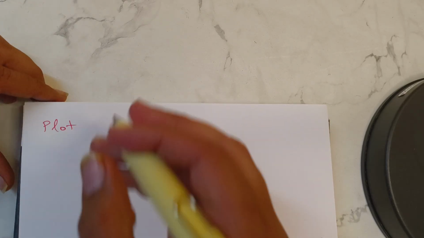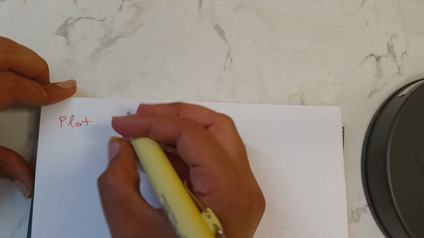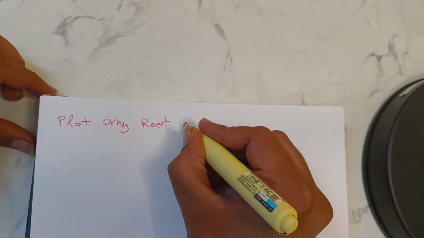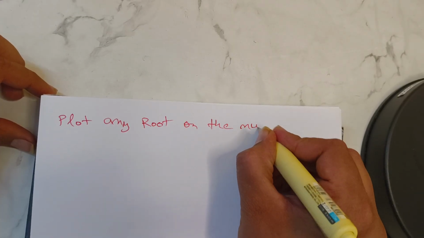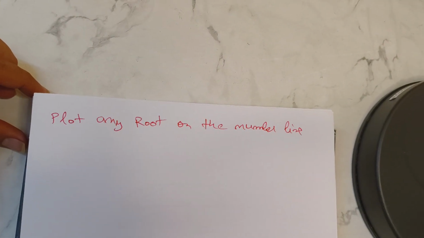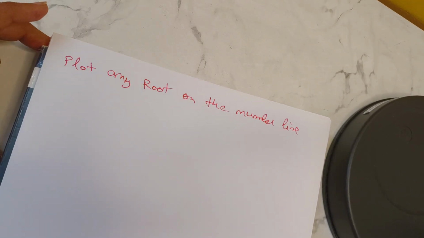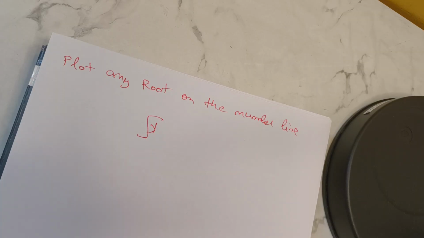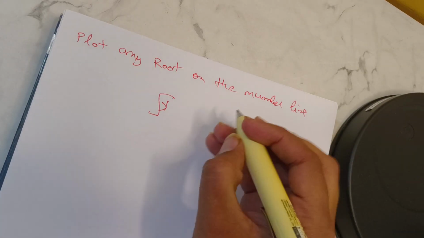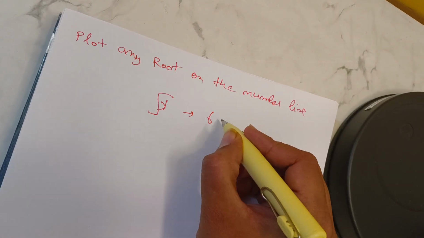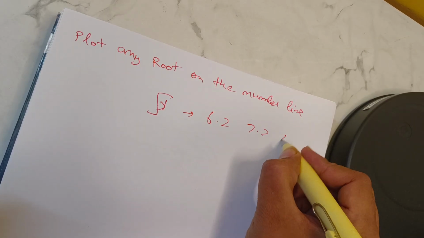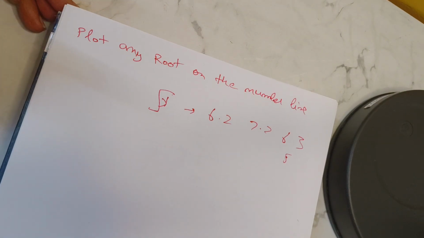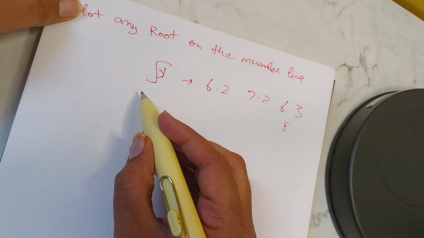Hello, today we will learn to plot any root on the number line. So let's suppose we have to plot a root x. This could be anything like 6.2, 7.3, 6, 3, 5 or anything. Now let's suppose we have to plot this, so root x.